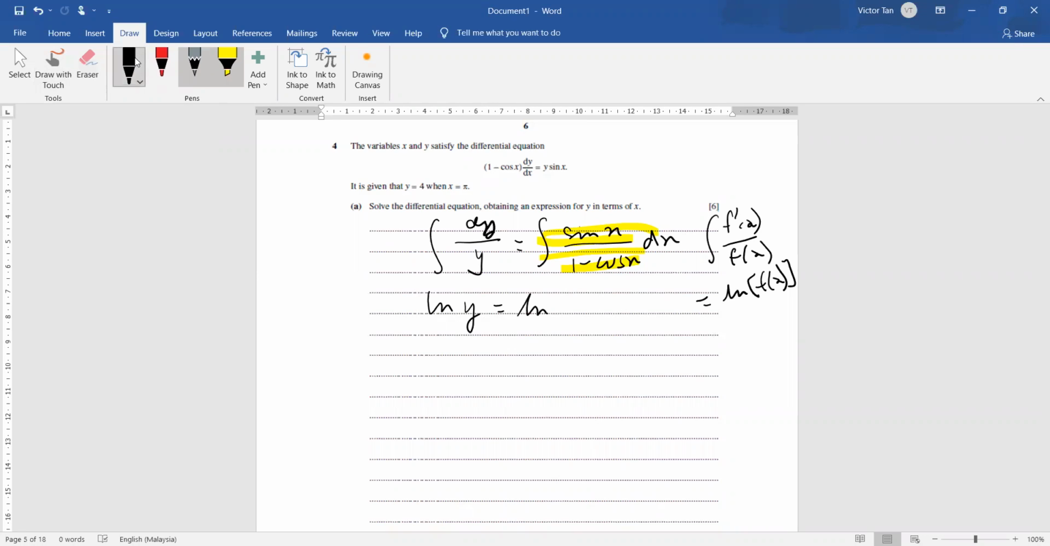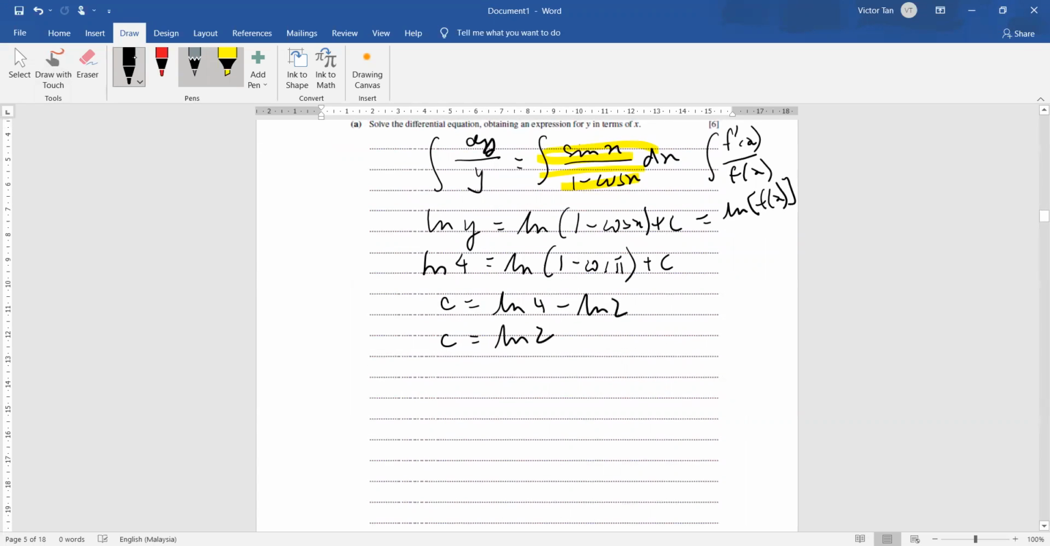Just do this. Okay. So this is ln of 1 minus cos x plus c. So the next step is to find what is c. So y is 4, so ln 4, x is pi, ln 1 minus cos pi plus c. Cos pi is -1, so this will be ln 2. So c equals ln 4 minus ln 2. c equals ln 2.